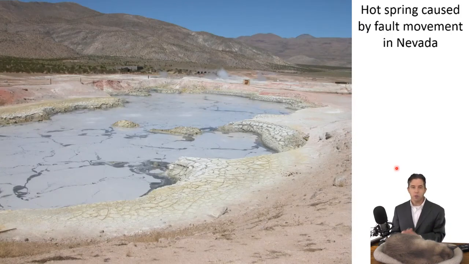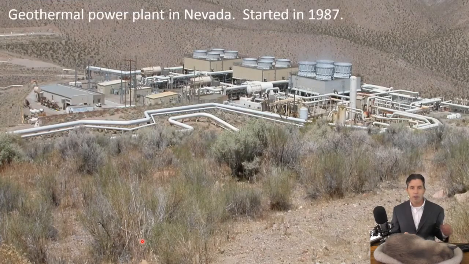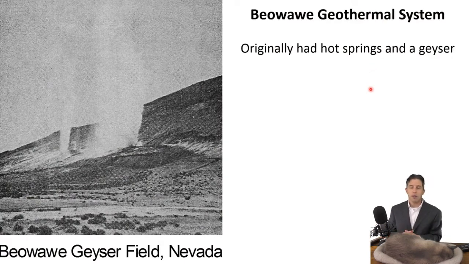So, for example, here's what one looks like. So there's a fault nearby, and there's this hot water coming up, making this hot spring out in the middle of Nevada. So they decided to try to make a geothermal power plant utilizing this hot water. And so they built this in the 80s, and they started to extract hot water out of the ground.